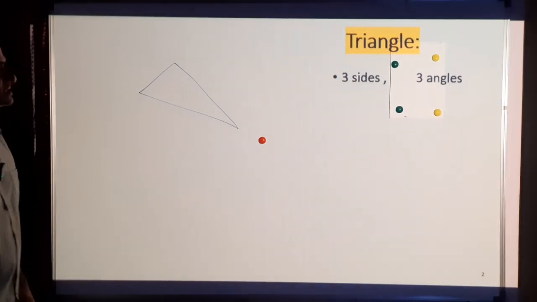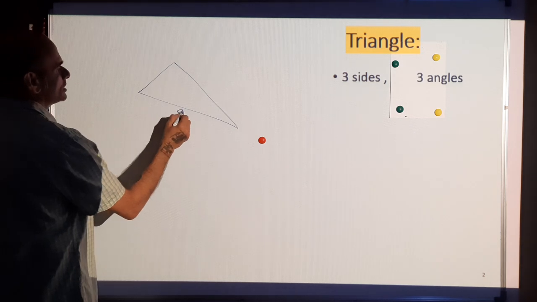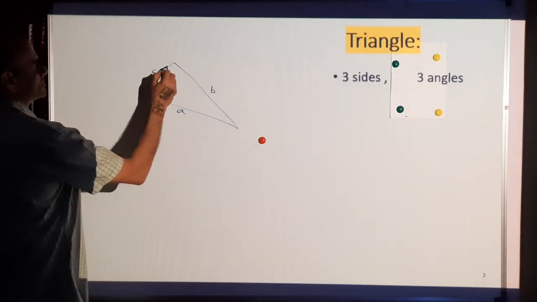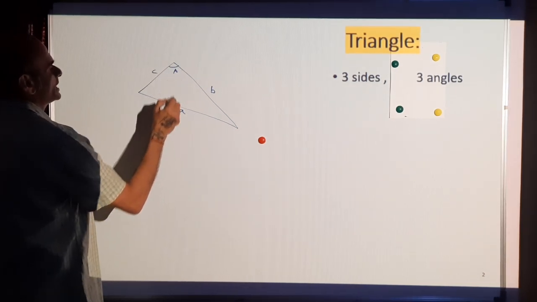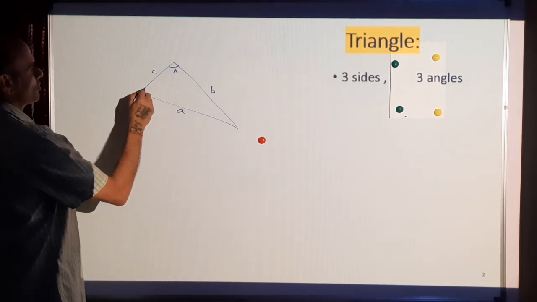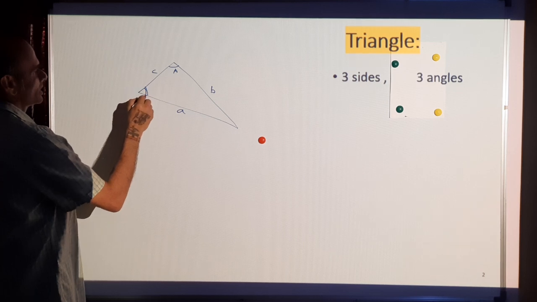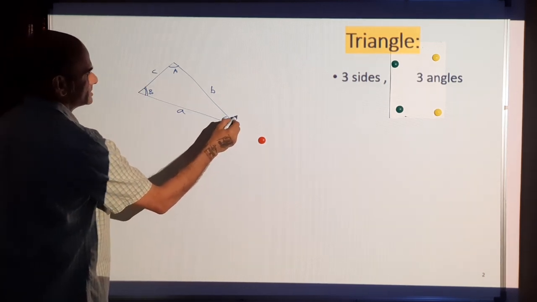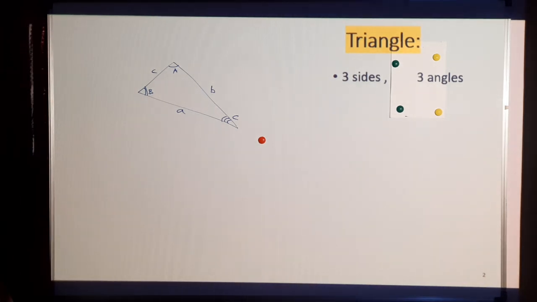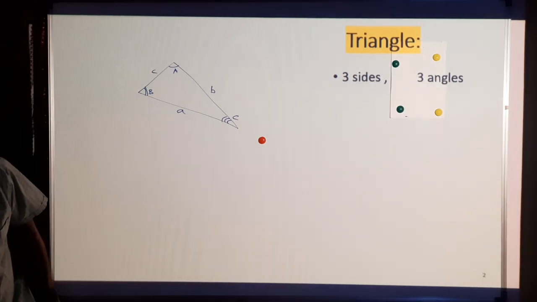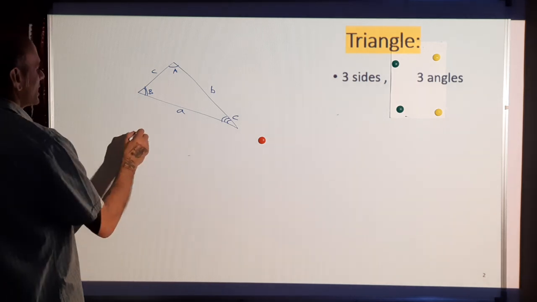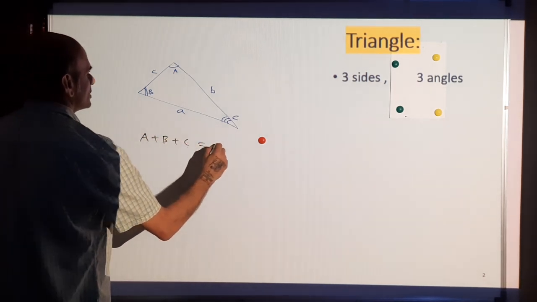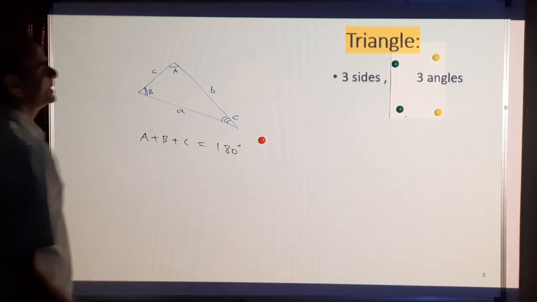So there will be three side lengths A, B, C, and the angles: capital A opposite small a, capital B opposite small b, and this third angle is angle C. So one of the properties of the triangle is the sum of the angles is 180 degrees.